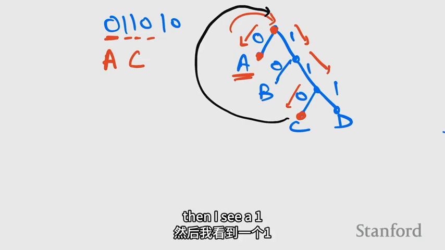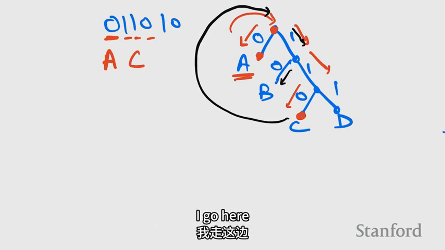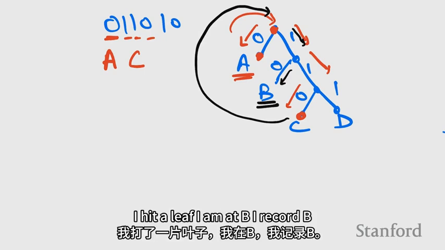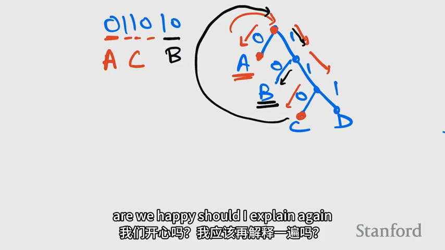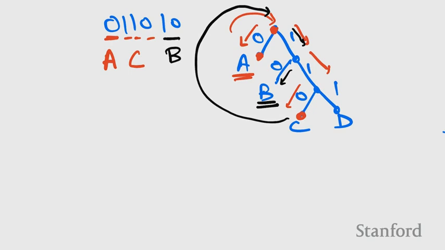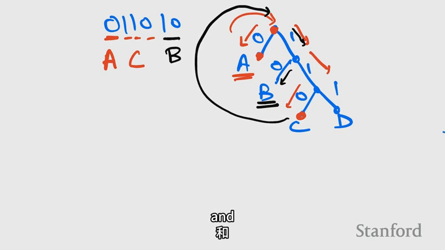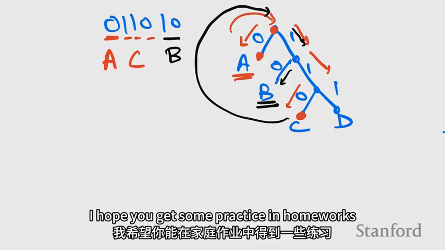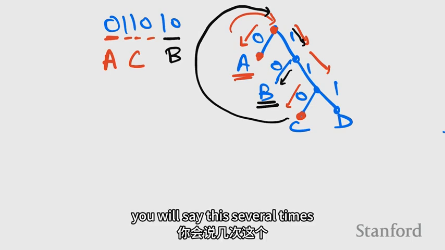Then I see a 1, I go here. I see a 0, I go here. I hit a leaf, I am at B, I decode B. Are we happy? Should I explain again? Okay, we'll keep moving, and I hope you get some practice in homeworks. You will see this several times.